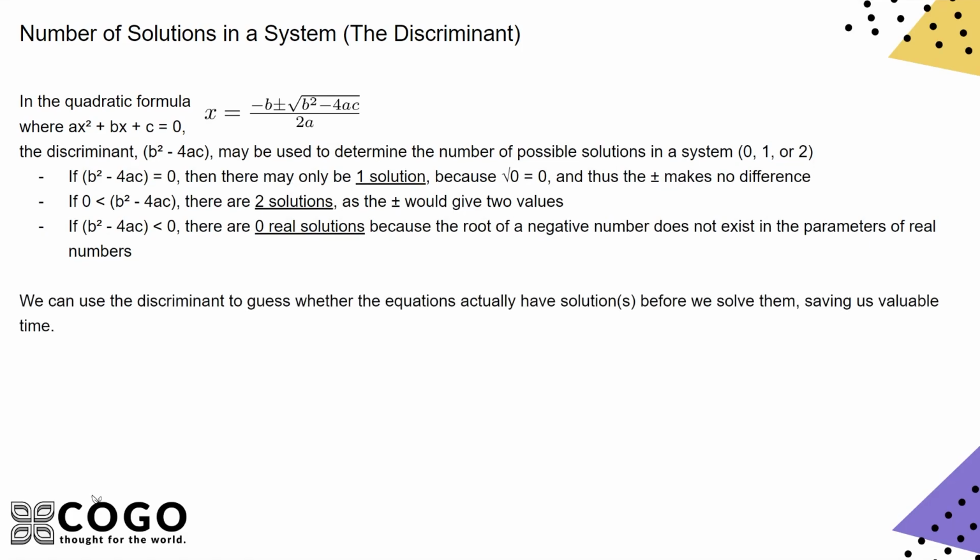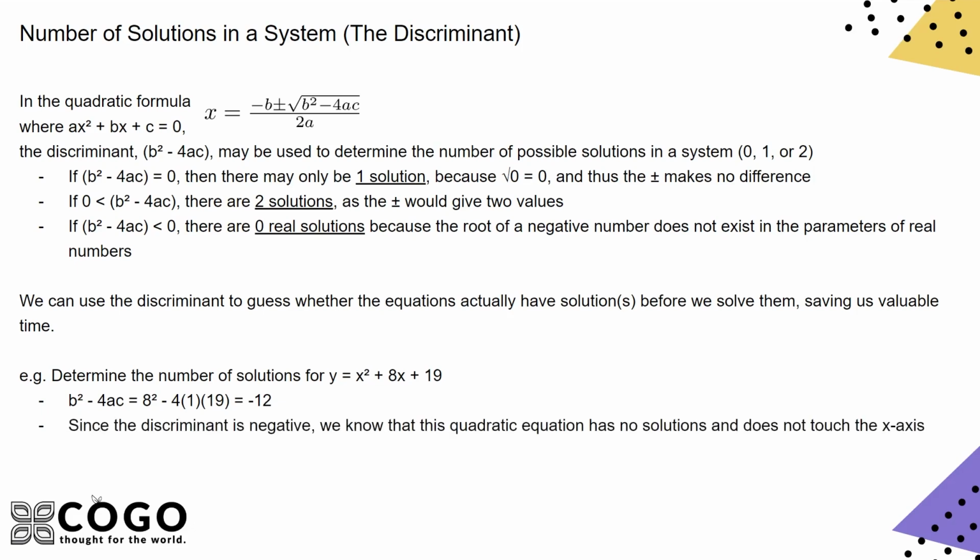We can use the discriminant to guess whether the equations actually have solutions before we solve them, saving us valuable time. For example, we may be asked to determine the number of solutions for y equals x squared plus 8x plus 19. Using the discriminant, we get b squared minus 4ac equals 8 squared minus 4 times 1 times 19, which is equal to negative 12. Since the discriminant is negative, we know that this quadratic equation has no solutions and does not touch the x-axis.